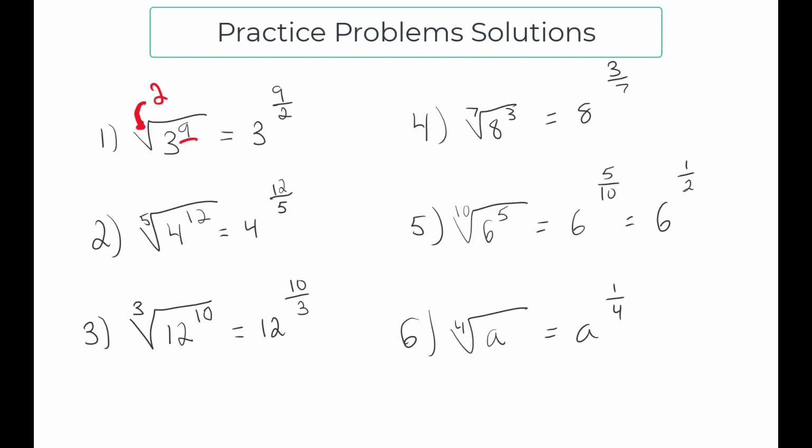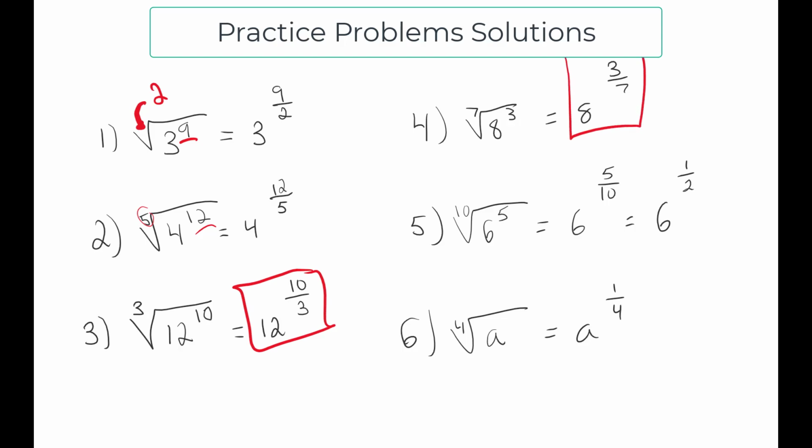For number 2, we should have 4 to the power of 12 over 5. We can see that from our m and our n value. For number 3, we should have 12 to the 10 over 3. For number 4, we should get 8 to the 3 over 7.